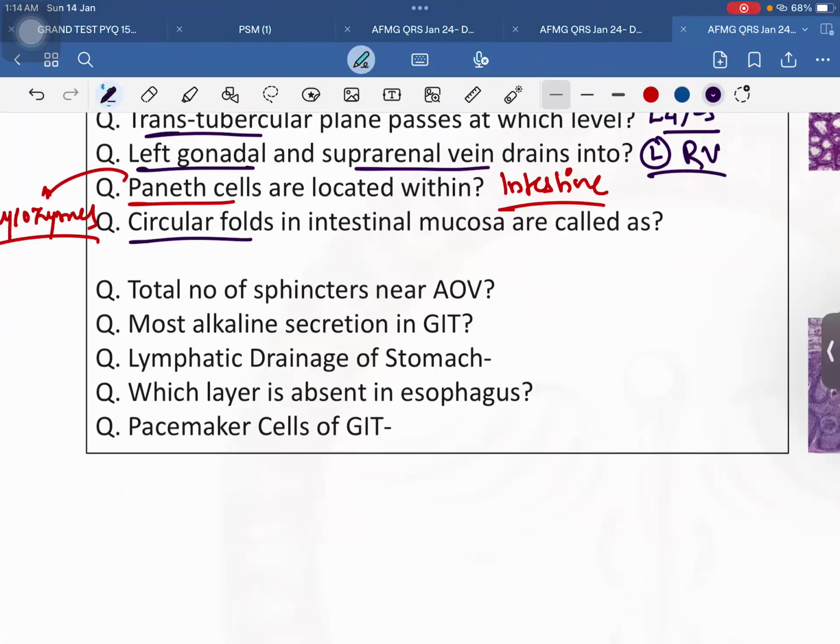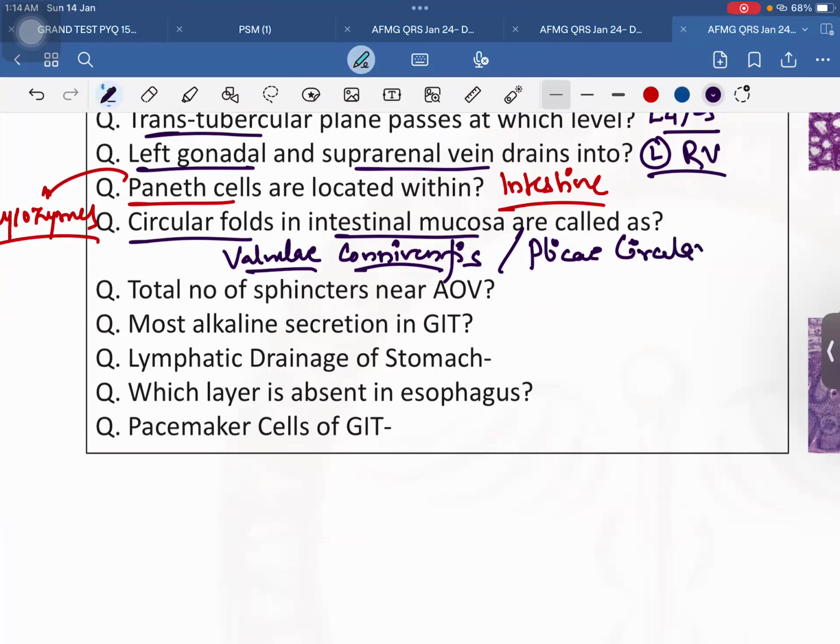Circular folds in the intestinal mucosa are called the valvulae conniventes, or we can even call them plicae circulares. They are usually seen in which part of the small intestine? They are mainly seen in the jejunum. That's the reason why, as we have discussed, when the jejunal bowel loops get dilated in cases of intestinal obstruction, you are able to see these prominent valvulae conniventes giving us the stepladder pattern.